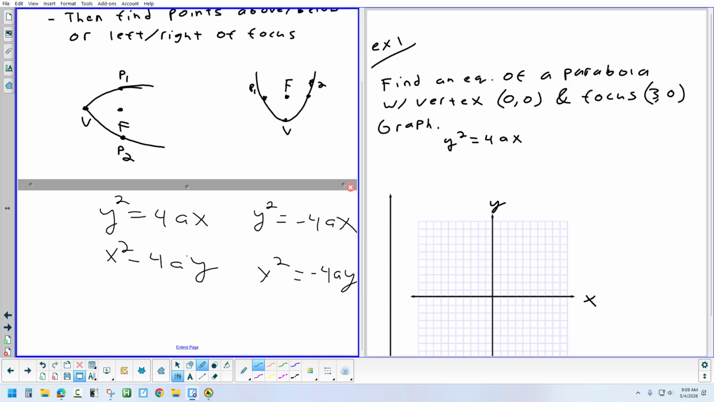But the way that I remember which equation does what is I look at the number, and then I look at that letter. That's a positive number. That's an x. Positive x means the parabola opens in the positive x direction. Negative number, x. That means the parabola is going to open in the negative x direction.